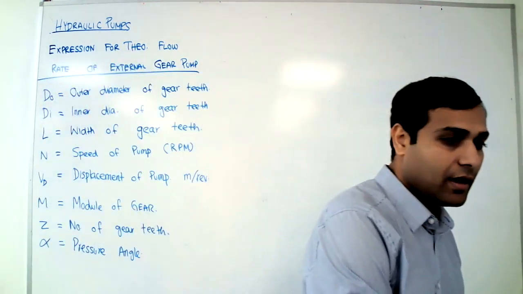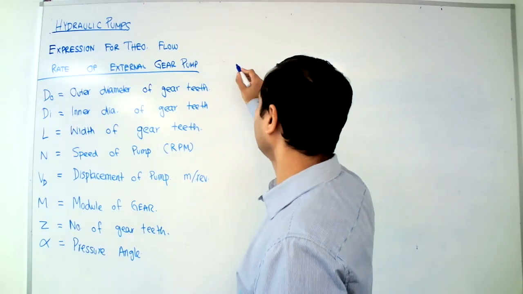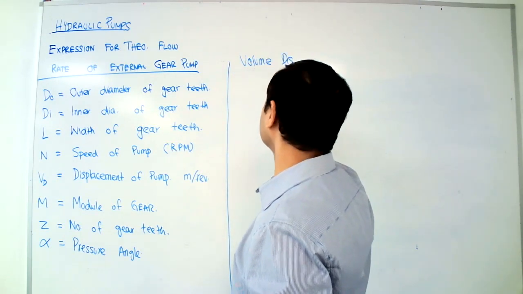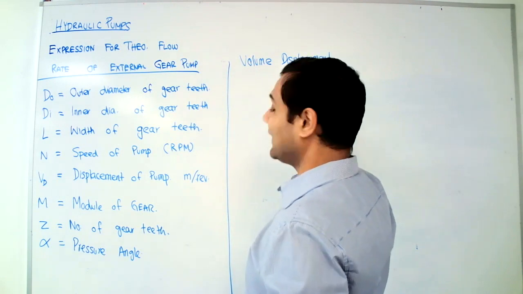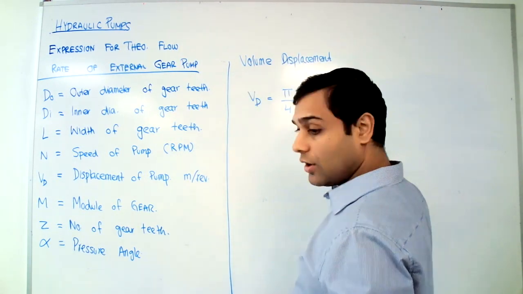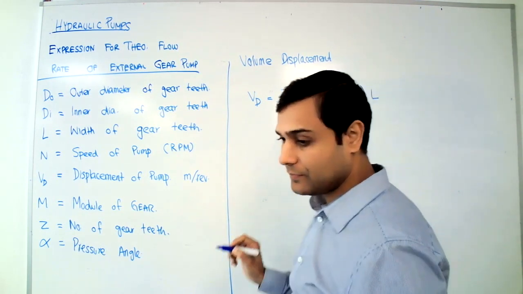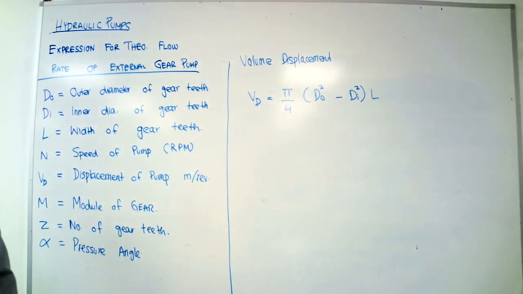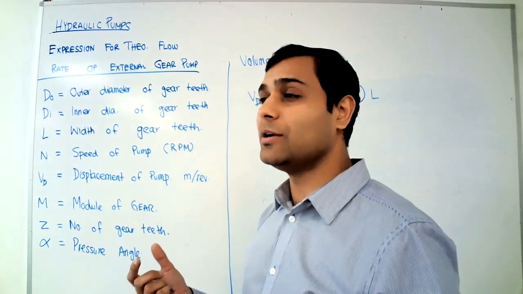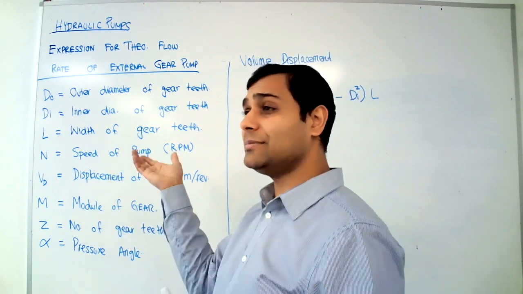Now, by using these, if I want you to find out the volume displacement or displacement of the pump, the formula is given by Vd equals pi over 4 (d naught squared minus di squared) times L. If the outer diameter is given and you want to find the inner diameter, the inner diameter is d naught minus 2 times the thickness. You can do that.